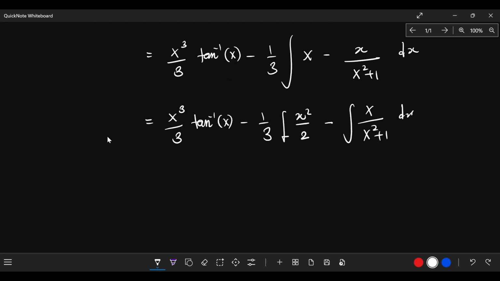For now I'm not going to integrate it. What do you think we're going to use? Which integration technique do you think we can use here? Come on. You see, u substitution is going to work, right?